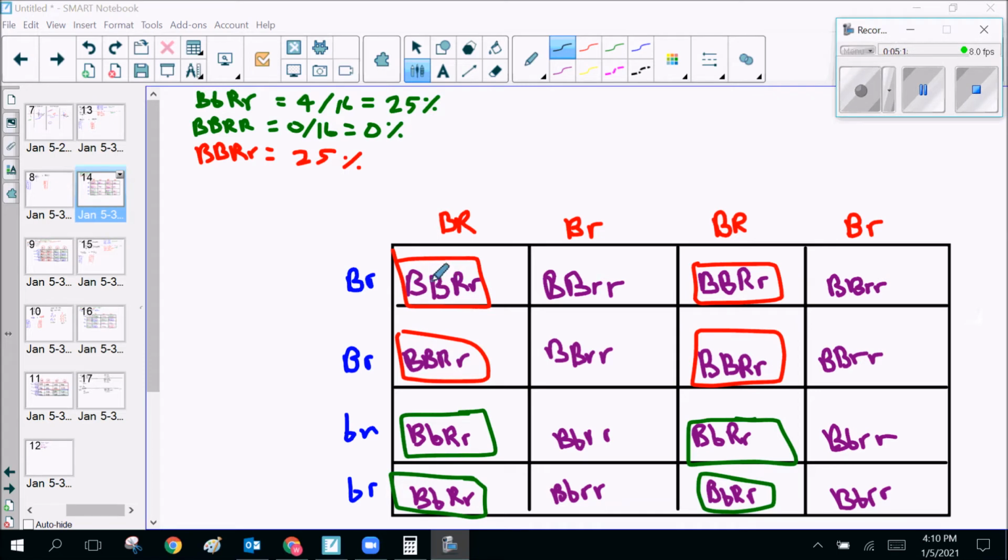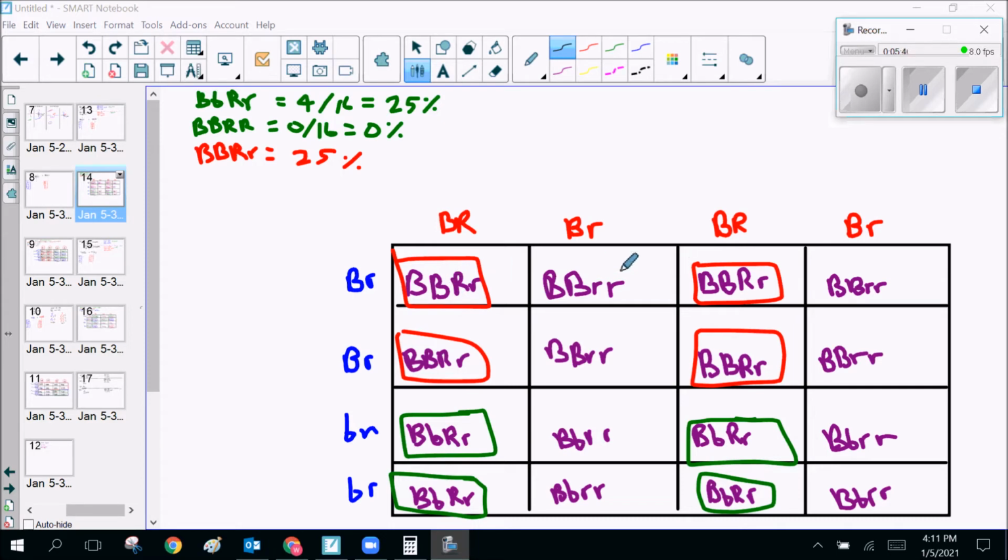So we're going to take this box, for instance, which represents one of the kids. This kid is going to get a big B from mom and a big B from dad, so we write those down. And then it's going to get a big R from mom and a little r from dad, so big R, little r. Notice I'm keeping my B's together and my R's together, and I'm always putting the capital letter first. That'll help you organize yourself and not get lost.